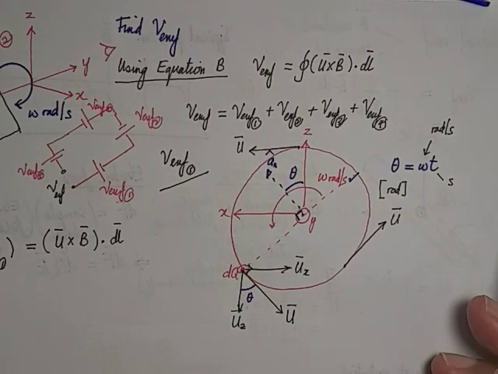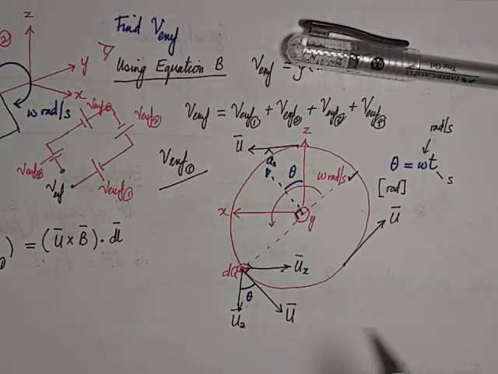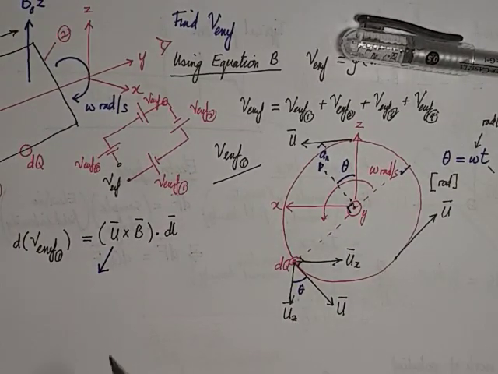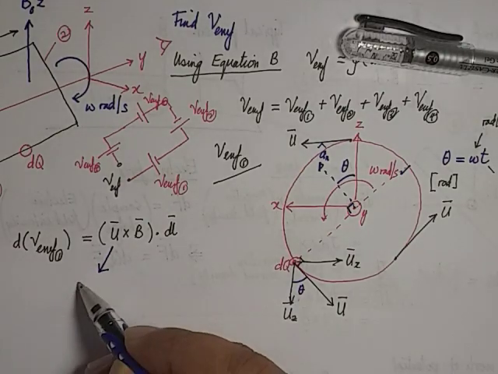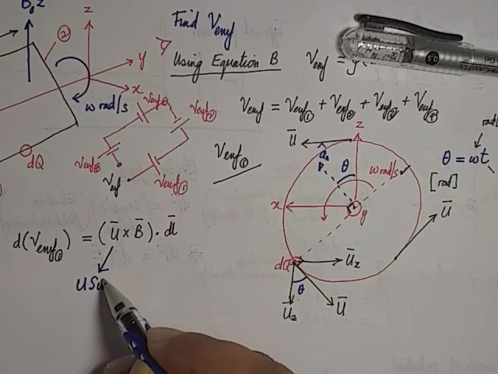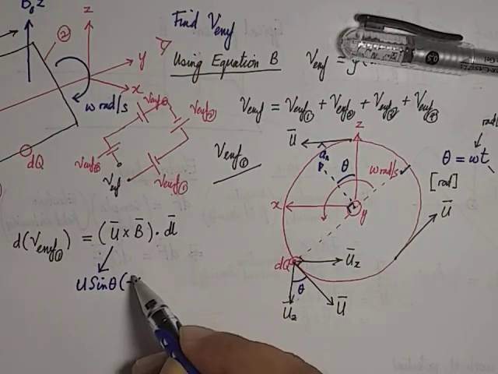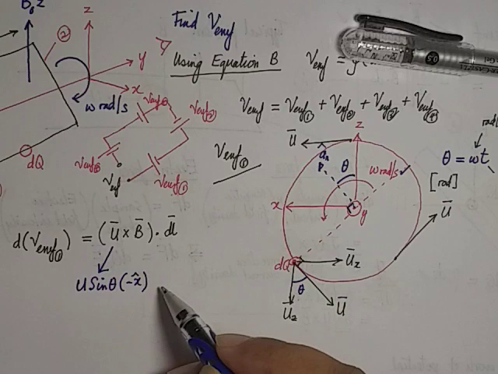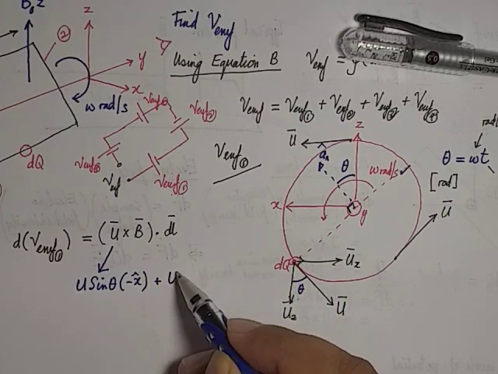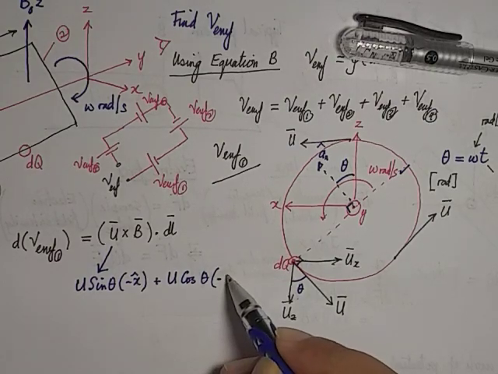So therefore, what is ux? The u actually can be represented as ux. What is ux? u magnitude and then sine theta. In which direction? Negative x direction, correct? And then I'm going to add the second component, the uz, yes, u magnitude cos theta. Which direction? Negative z direction.